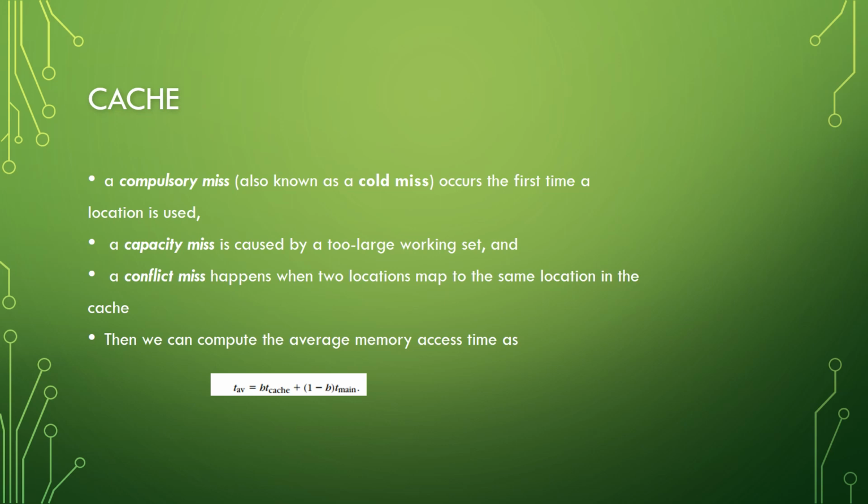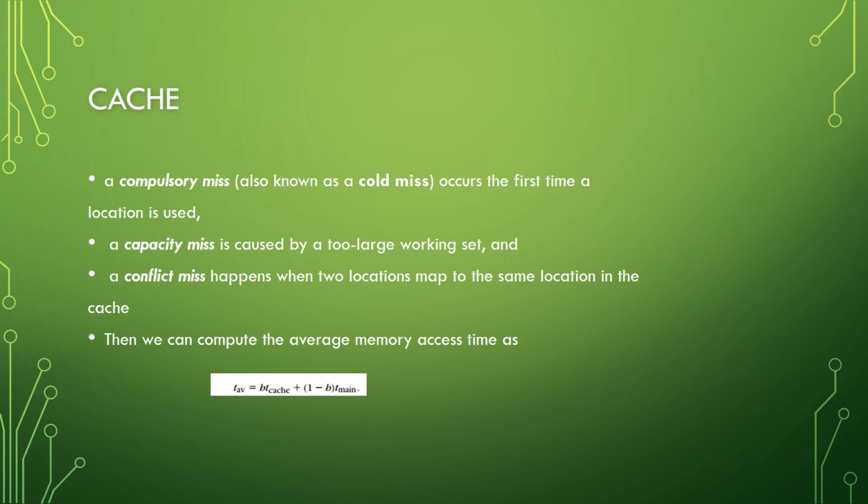That is the compulsory miss. This occurs the first time the location is used. Then the capacity miss: whenever the working set is too large, there is a possibility of capacity miss. Then the conflict miss happens when two locations map to the same location in the cache.